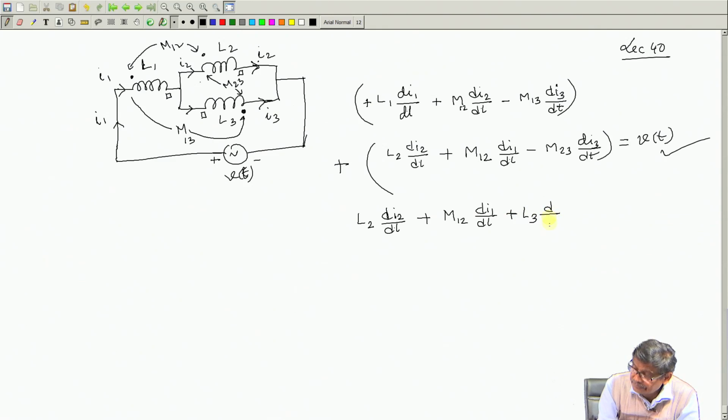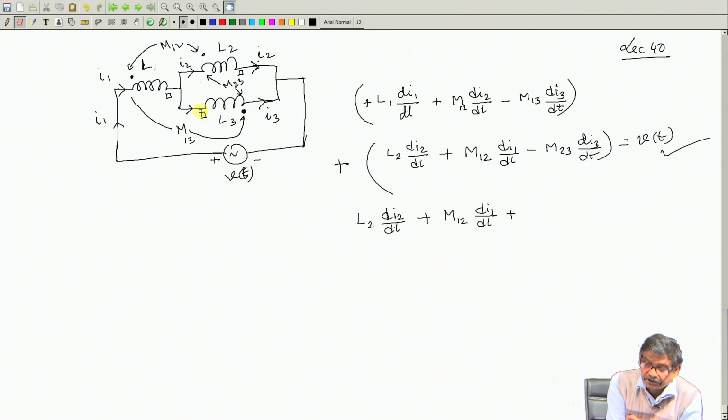d dt of this side plus this side minus, then you write minus I3, I3 is entering, minus I3 is entering. So, this side plus this side minus L2 di2 dt plus M12, then M3 is there. This, then M23, because of that also there will be voltage. So, 3 sources: self, and for 2 mutual, this to this and this to this.